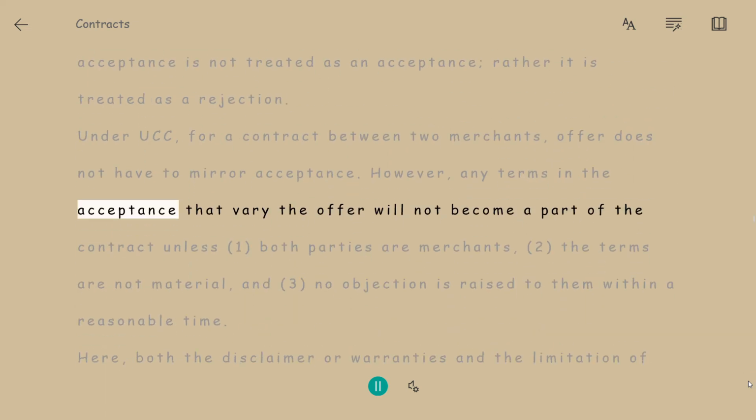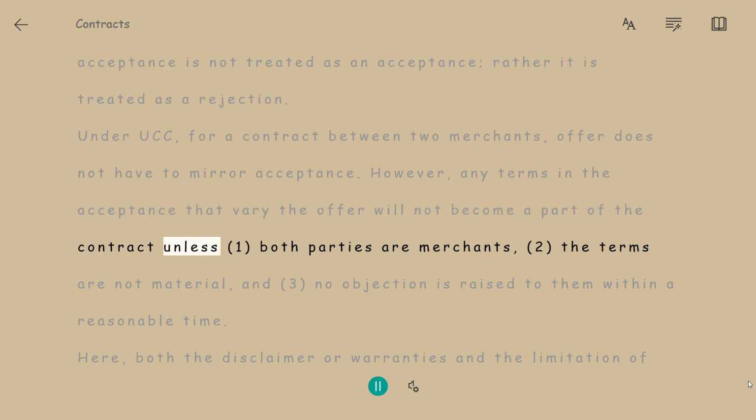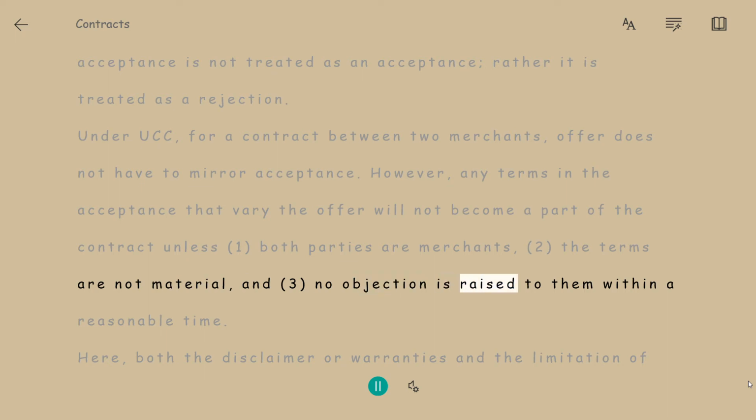However, any terms in the acceptance that vary the offer will not become a part of the contract unless 1. Both parties are merchants, 2. The terms are not material, and 3. No objection is raised to them within a reasonable time.